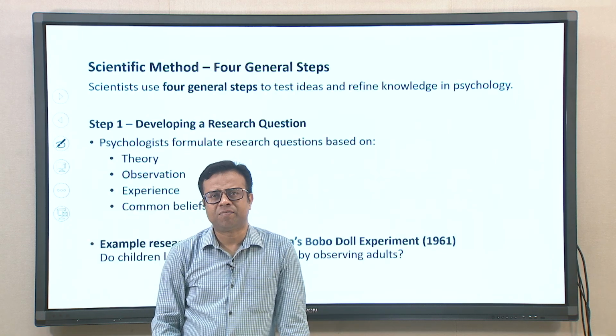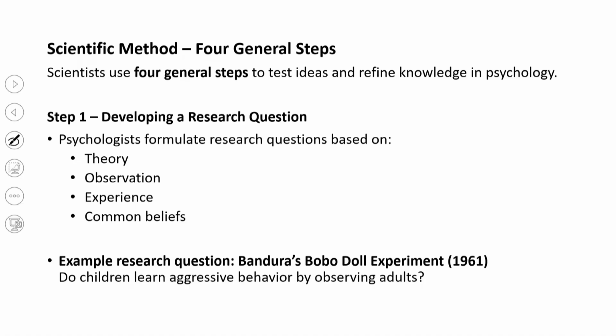So, the scientific method has certain steps to be followed when you do research. Broadly, 4 steps should be followed when you do any research in psychology, let us say, or in any scientific method. There are broadly 4 major steps that should be followed. So, what are those steps?